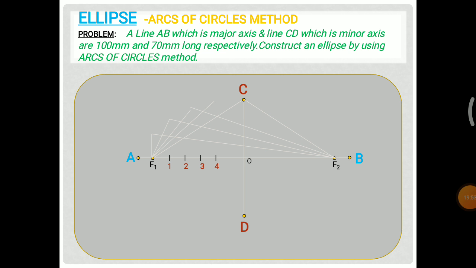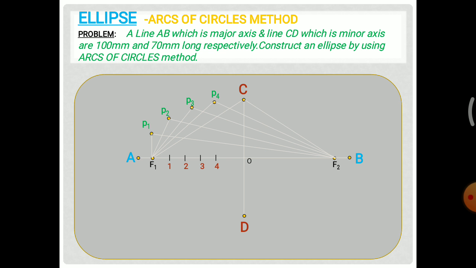Take A4 as length, F1 as center, and B4 as length, F2 as center. Cut those lines. So we are getting these 4 points here. Name them as P1, P2, P3 and P4. So these are the intersection points which we have drawn from F1 and F2. So this is for the first quarter.